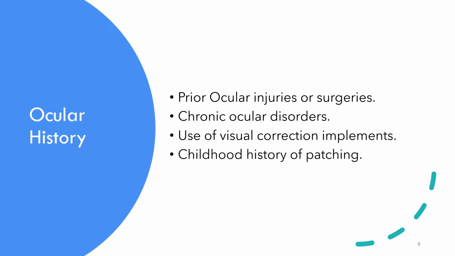The ocular history should include previous ocular injuries or surgeries, any chronic ocular disorders, patients' use of corrective lenses like eyeglasses or contact lenses, and any childhood history of poor vision or patching. There are even instances when reviewing old photographs may be helpful in documenting a history of certain ophthalmic disorders, like pupillary abnormalities, muscle imbalances, and heterochromia iridis.